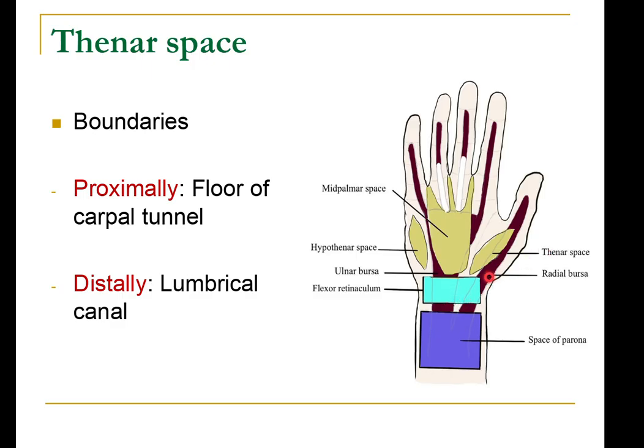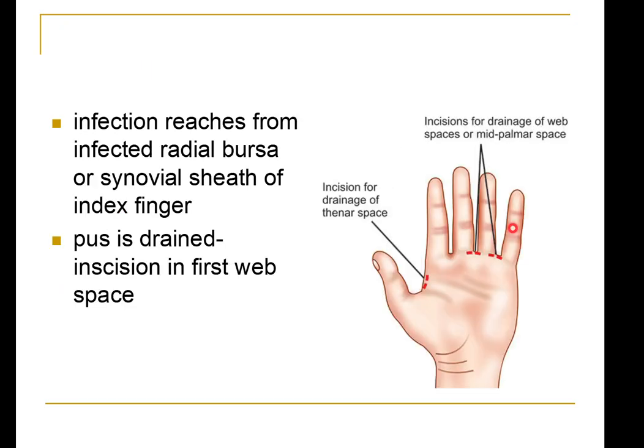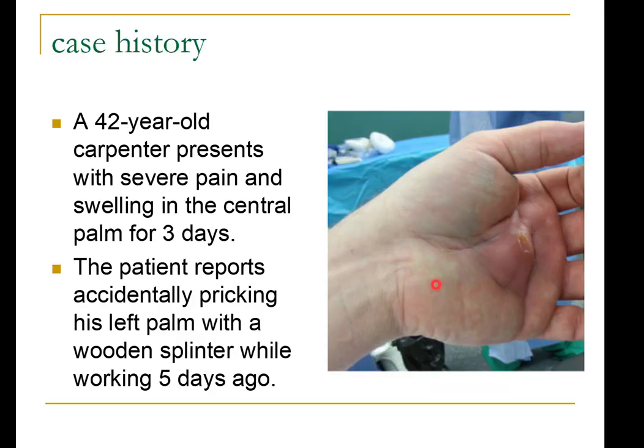Proximally, it is limited by the floor of the carpal tunnel, and distally it extends up to the lumbricals. Now, infection reaches from the radial bursa or from the synovial sheath of the index finger, and the pus is usually drained by an incision in the first web space.